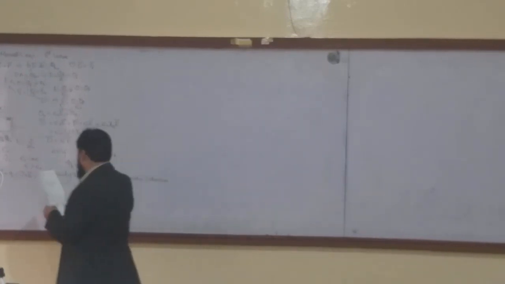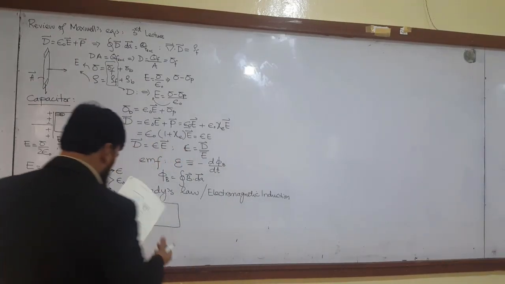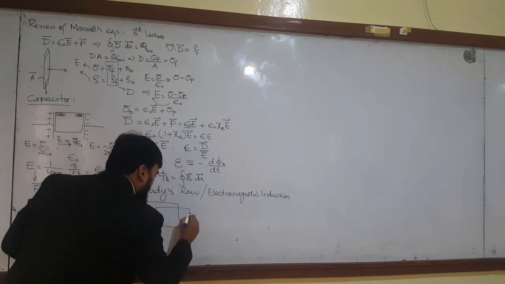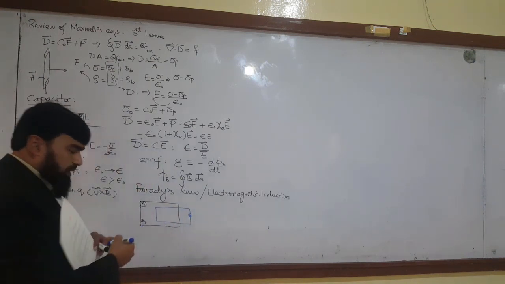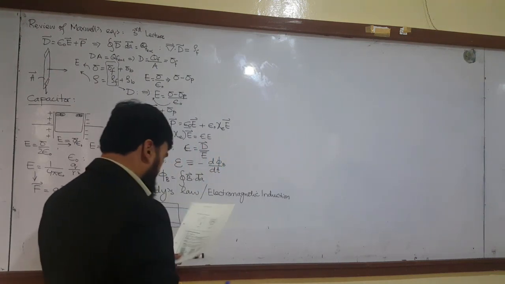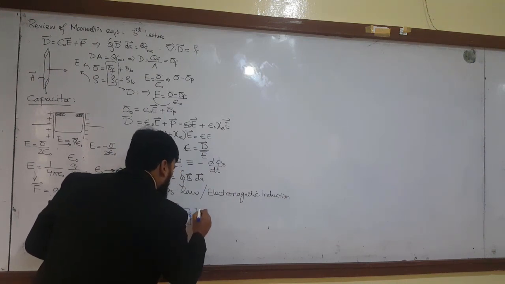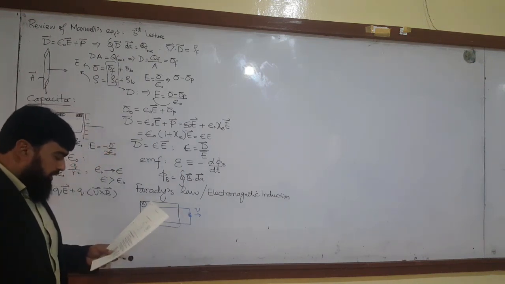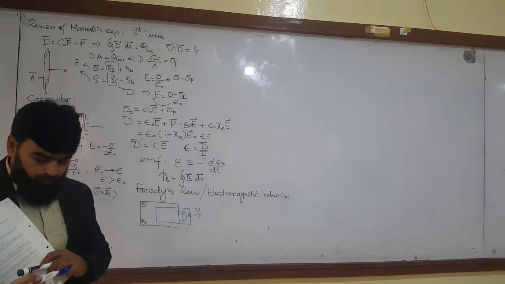And in this one, he considered, let me mark this one with a different pen, a loop. And this loop was like this, and connected to some load here. The load may be a bulb, LED or something, but there is some load. And what he did, he moved the loop in this region. And he found that some current flowed in this loop.